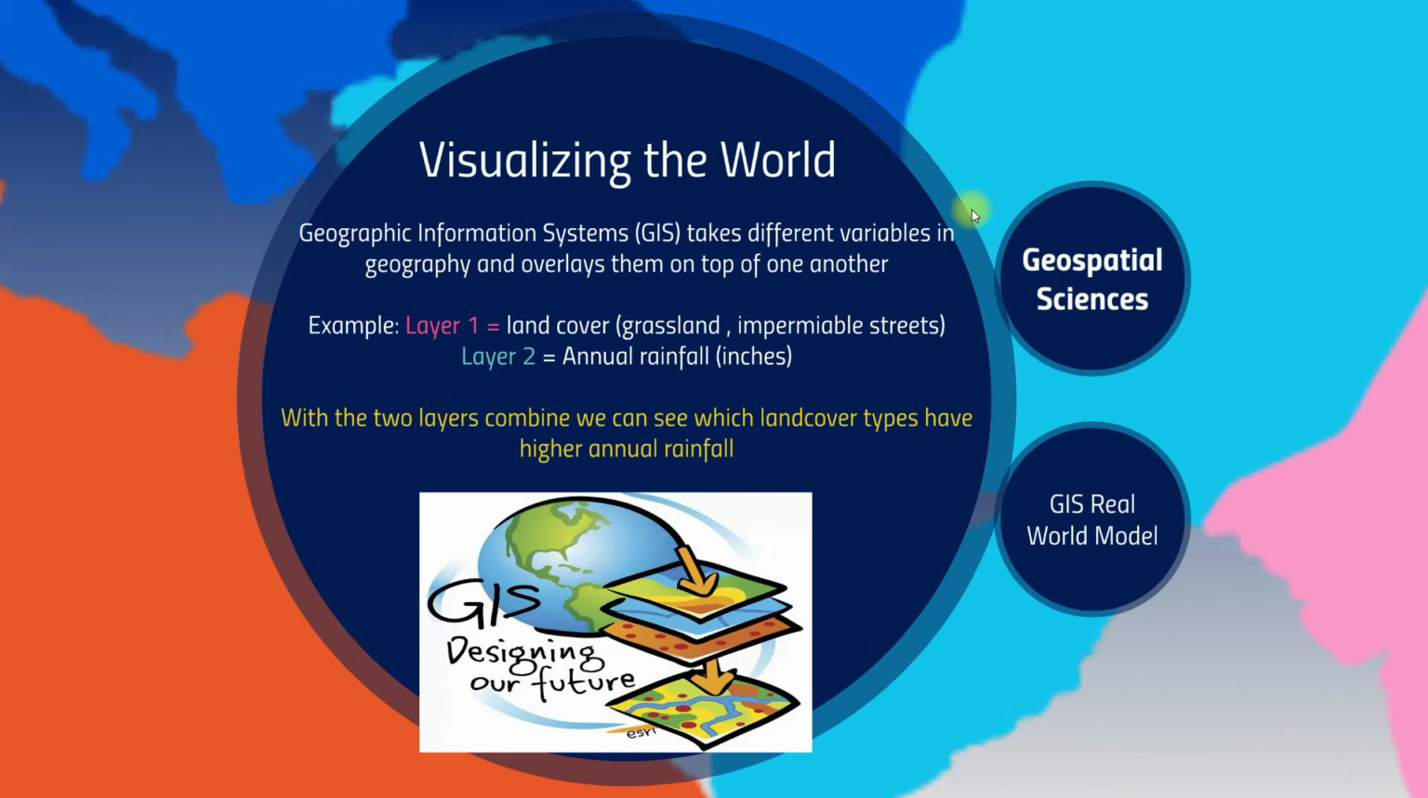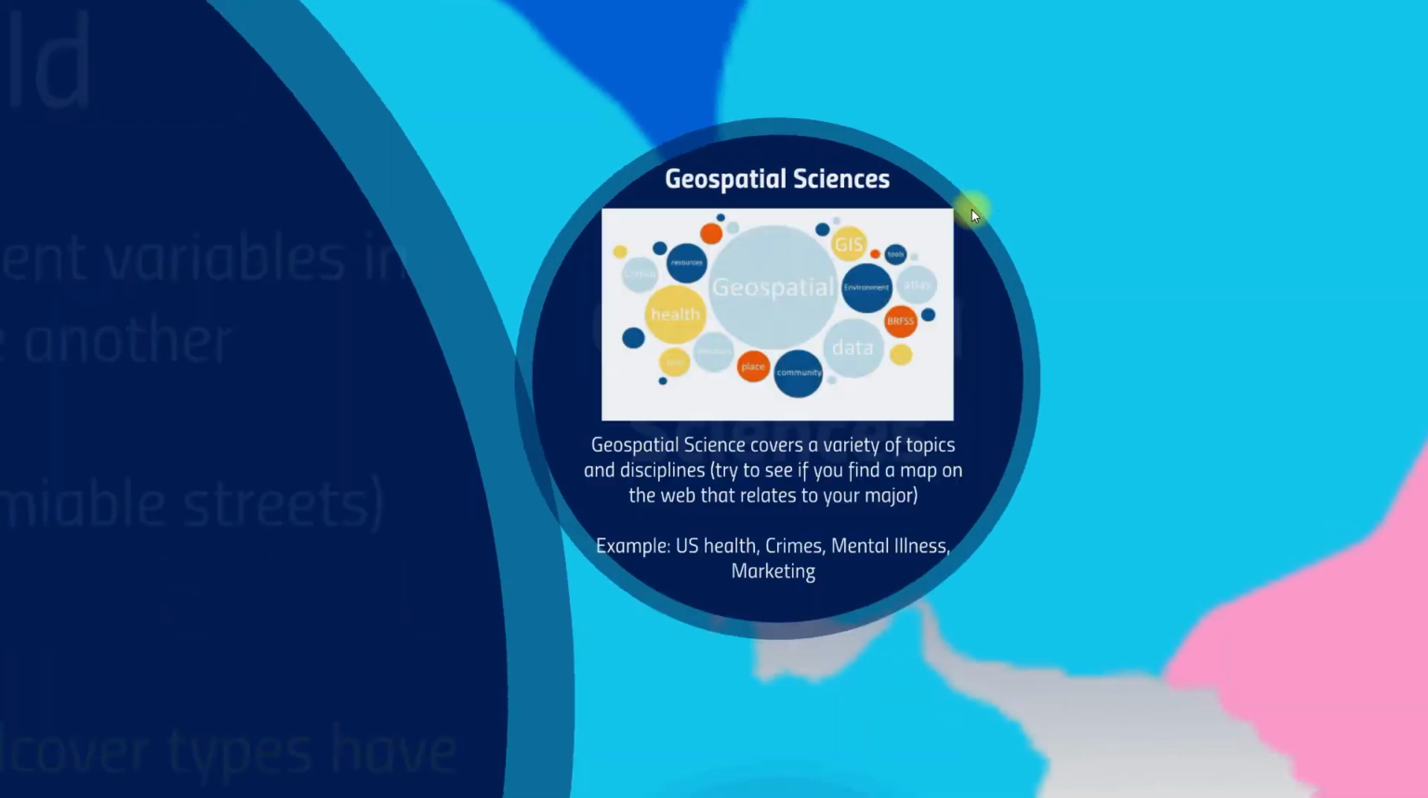Visualizing the world, geographic information systems take the different variables in geography and overlay them on top of one another. Example: land coverage, grassland, and impermeable land, with annual rainfall. With the two layers, you can combine them and see the land cover types and the annual rainfall. This is the type of thing we can do.